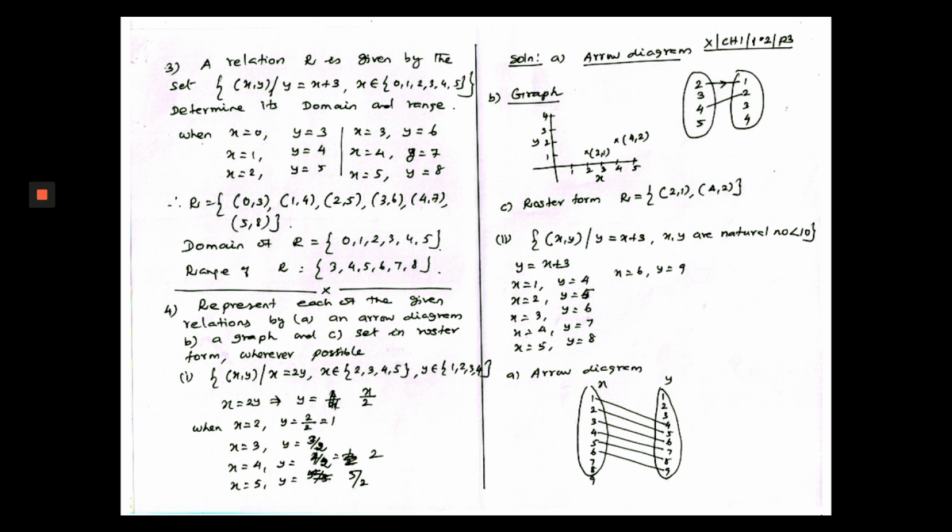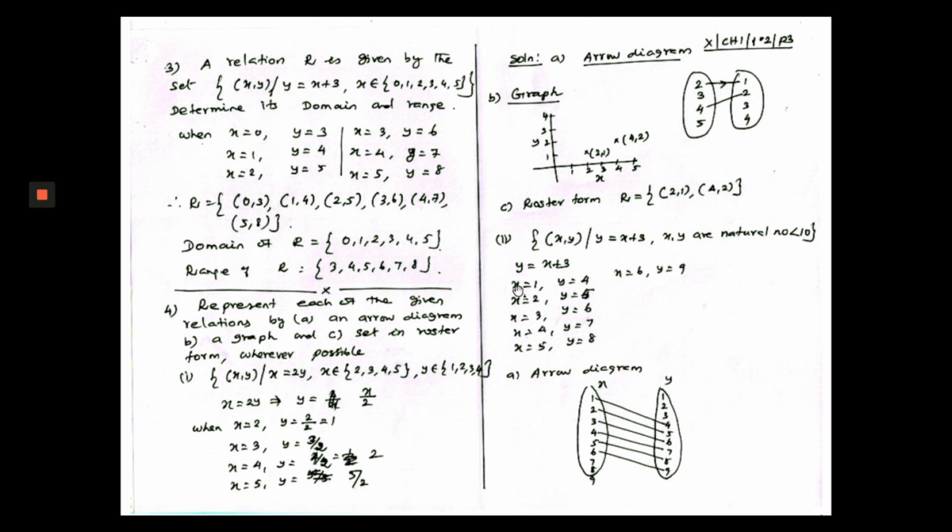Second one, the second sum: {(x, y) such that y is equal to x plus 3, where x, y are natural numbers less than 10}. Here the condition given is y is equal to x plus 3. X and y are natural numbers less than 10, so x takes values from 1 to 9 and y takes values from 1 to 9.